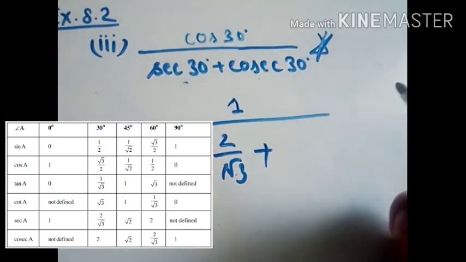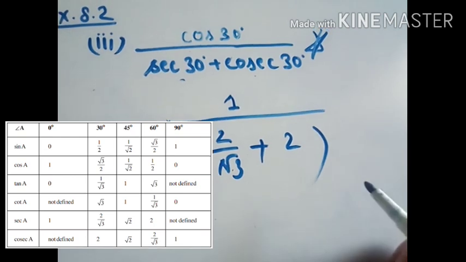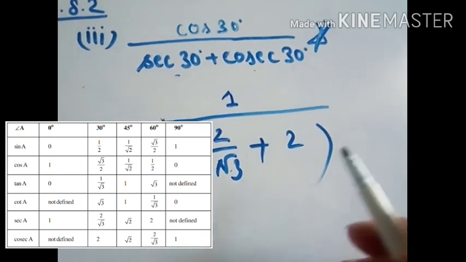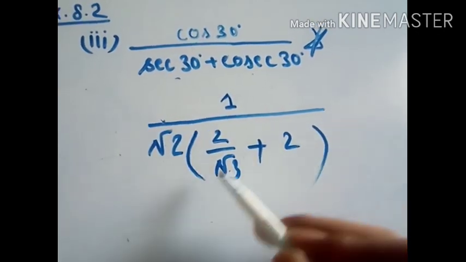And what about cosec 30? The same trick I apply, so it becomes 2. You can use the table, understand? Now you see over here that 2 by root 3 plus 2 in bracket. So let us solve this bracket.